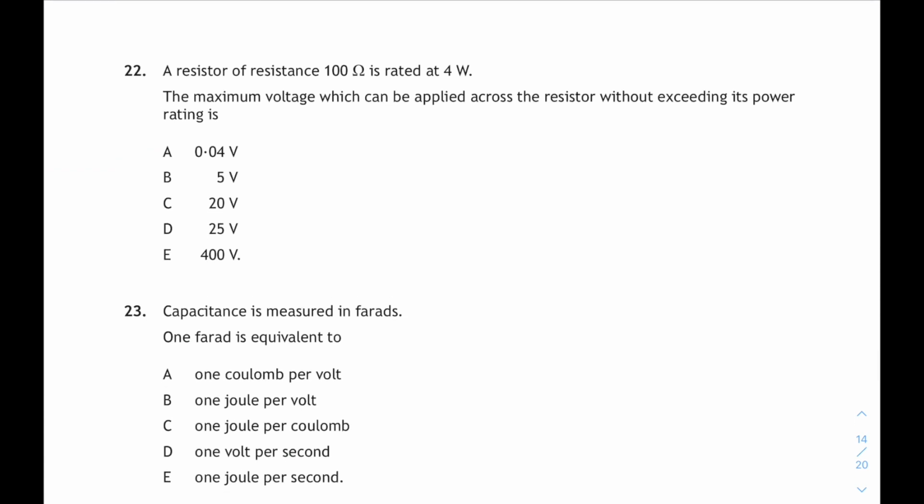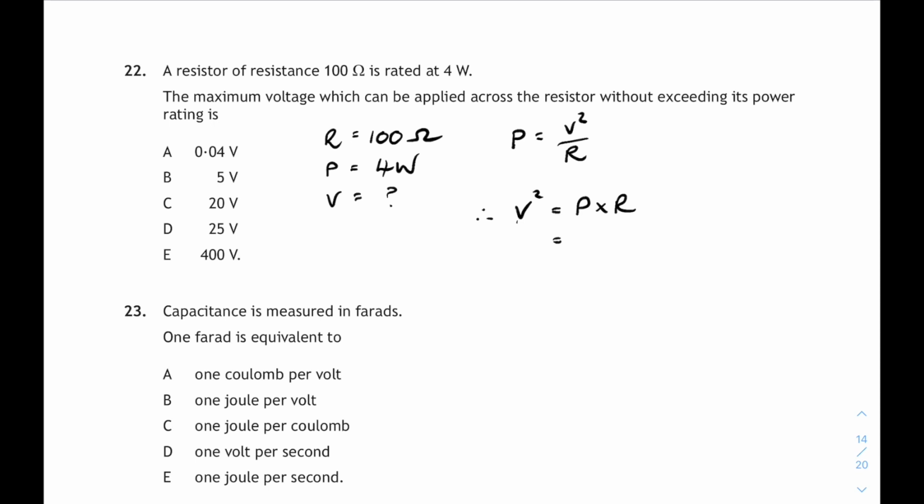here. We know the resistance and the power of a resistor, and we have to find the voltage across it. So let's list them. Resistance 100, power 4, what's the voltage? Straight to your relationship sheet. We want to find V, so we find V squared first, and then square root it. Square root of 400, 20 volts. 22C.